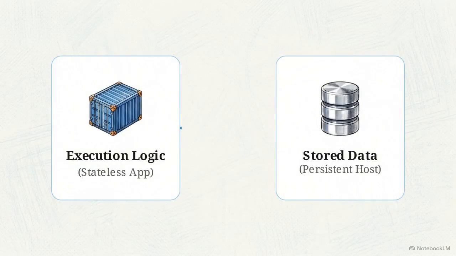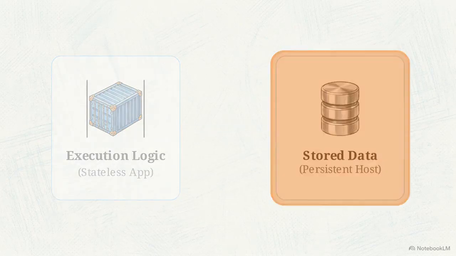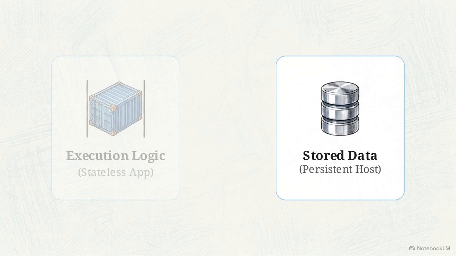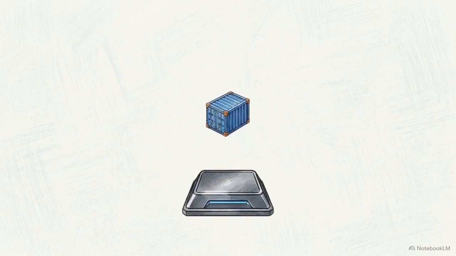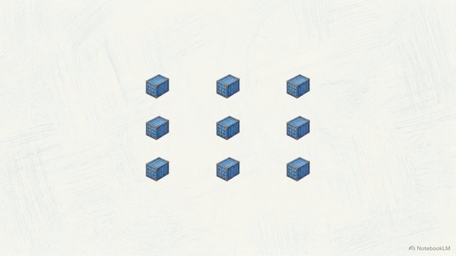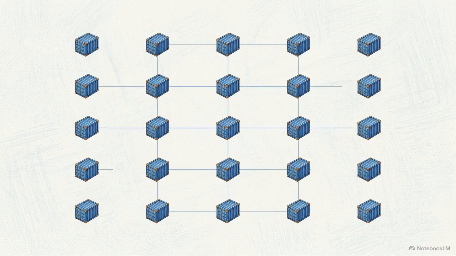Isolating the active execution logic from the stored data allows system administrators to bypass the risks of complex database migrations during software upgrades. Updating the application requires only a single command, docker compose pull, to fetch the latest binaries and recreate the container seamlessly without touching the mounted data. Separating the container engine from the host storage enables frictionless horizontal scaling across Kubernetes clusters and container orchestration networks.